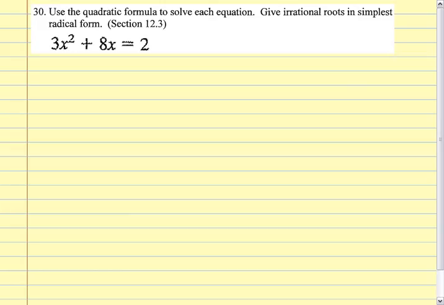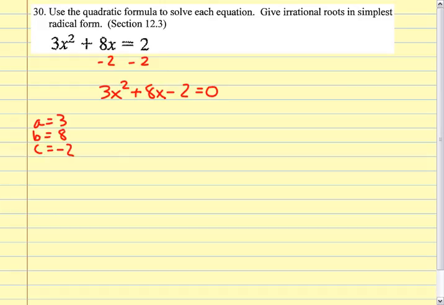If I'm going to use the quadratic formula, then I've got to get everything on one side. So that's going to give me 3x squared plus 8x minus 2 is equal to 0. A is equal to 3. B is equal to 8. C is equal to negative 2.